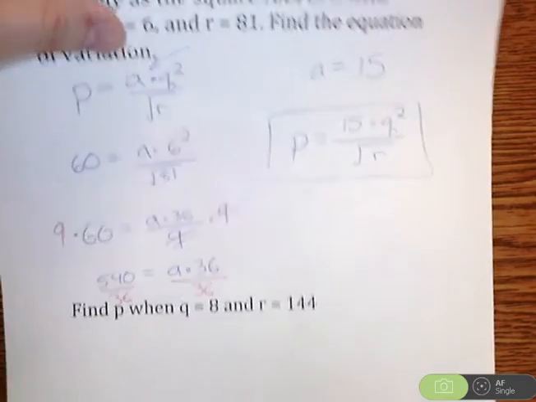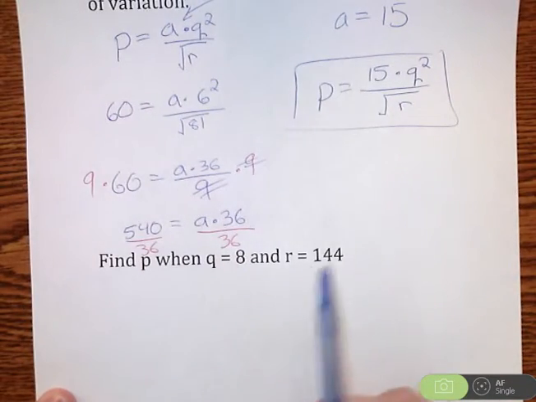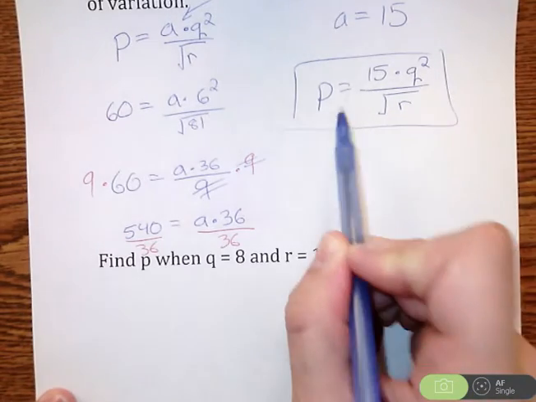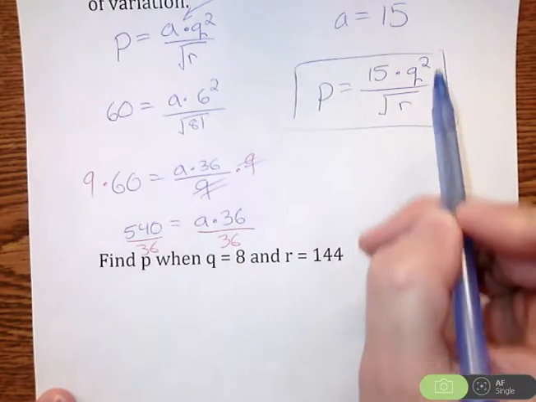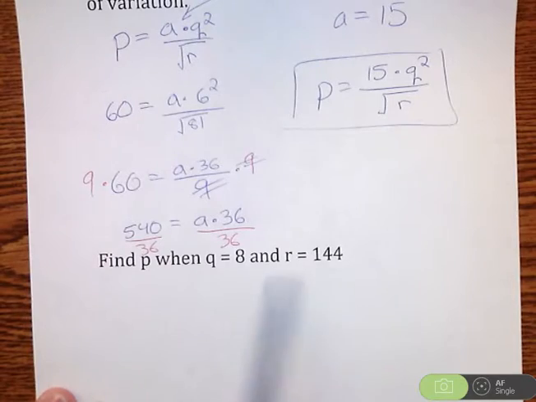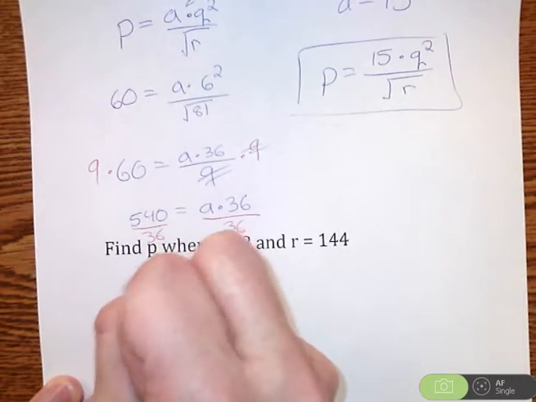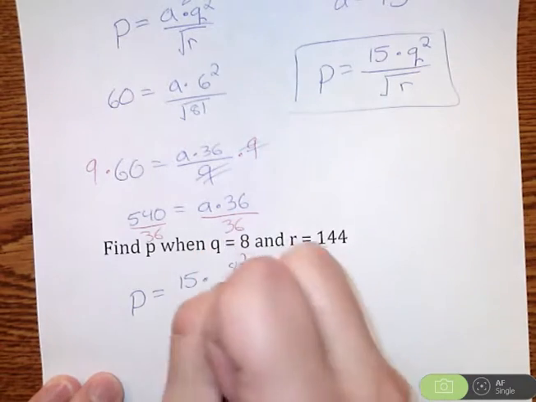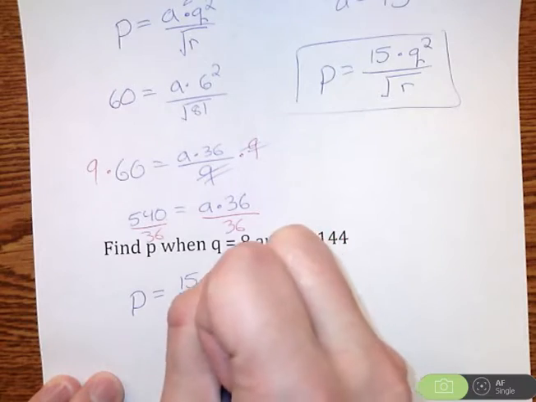Now the second part of this problem says, all right, now find p when q equals 8 and r equals 144. So I'm using this. They want me to figure out what p is, but they give me information. They tell me, hey, q is 8, r is 144. So typically when we get information, let's plug it in and see what it gives us. So I'm still going to have p equals 15 times, and plug in for q, I have 8 squared divided by the square root of 144.